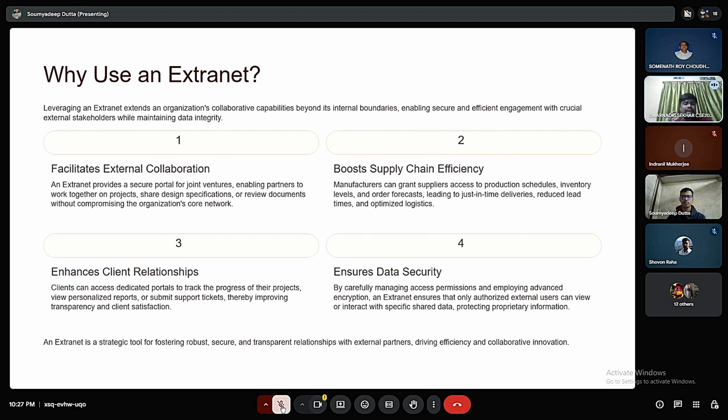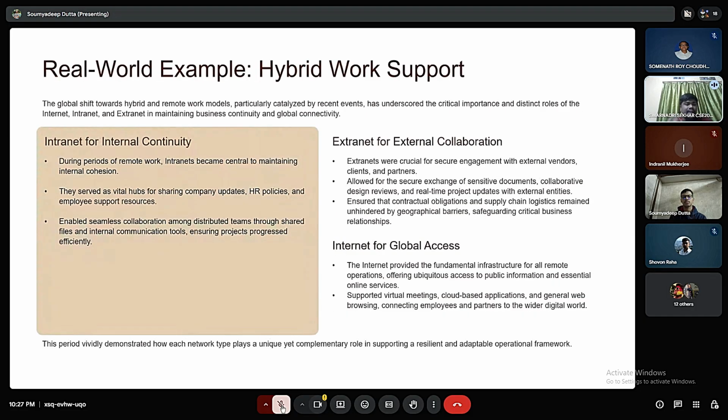Additionally, extranets strengthen client relationships by allowing clients to track the project's progress, access reports, and raise support requests. Most importantly, extranets ensure data security by providing controlled and authorized access to the shared information. So here we have taken a real world example of how hybrid work is supported.